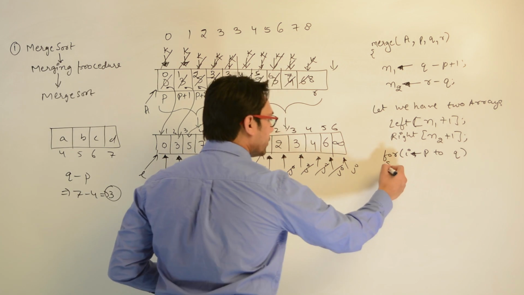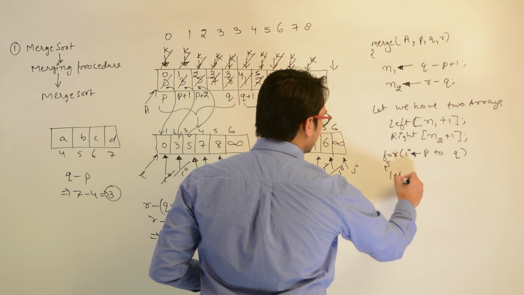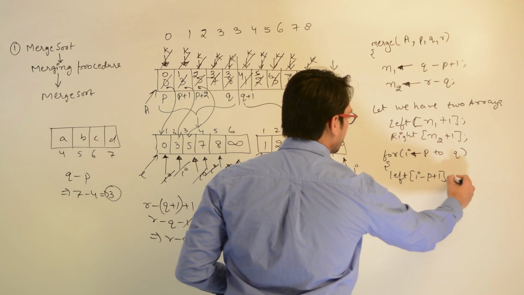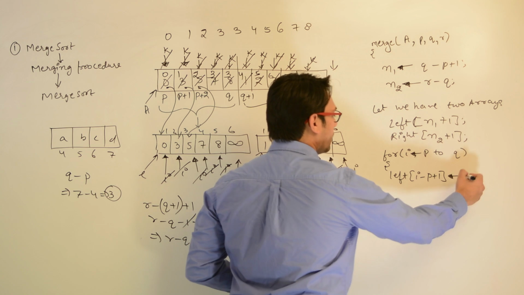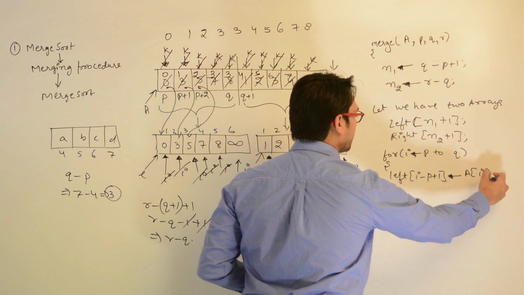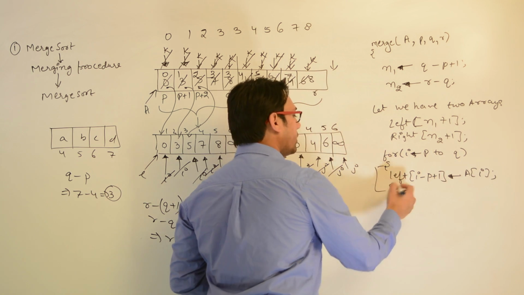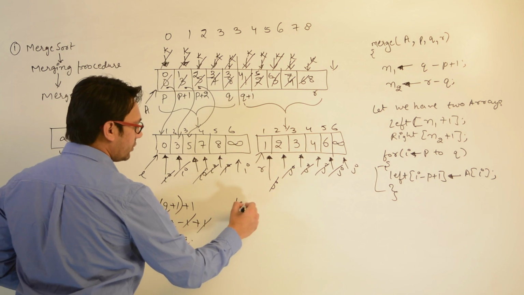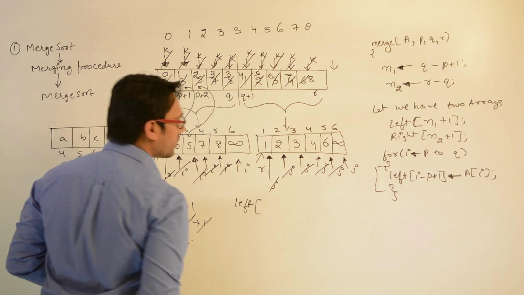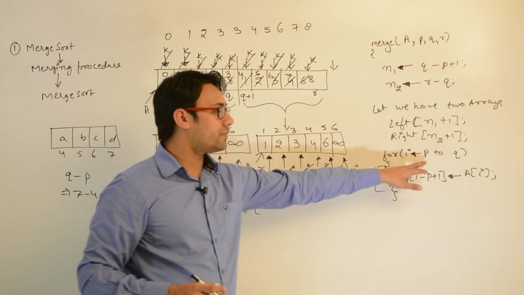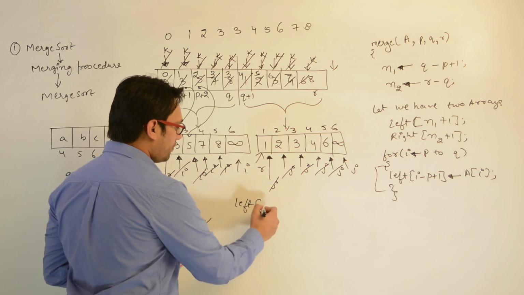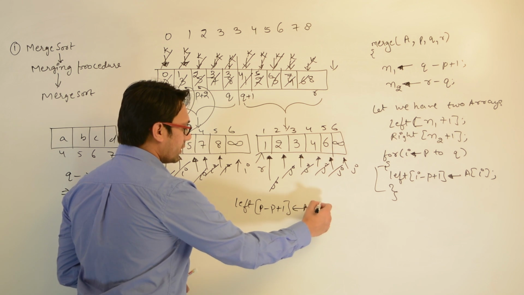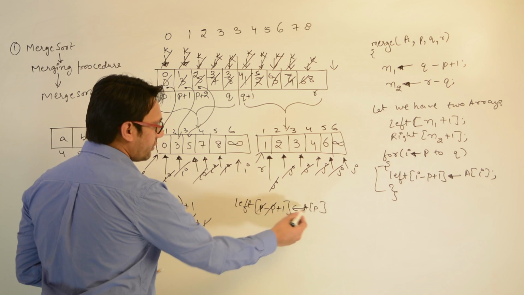So for that we have to do left of I minus P plus 1 is equal to A of I. Now, what does this do? Let us see here. We have left of I minus P plus 1. Initially the value of I is P. So this equation will become P minus P plus 1 is equal to A of P, which will be left of 1 is equal to A of P.